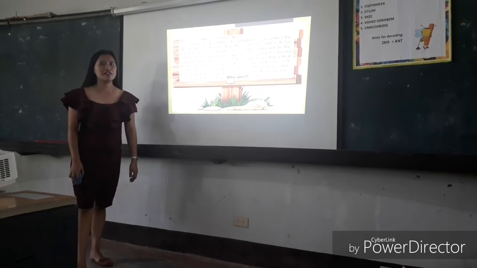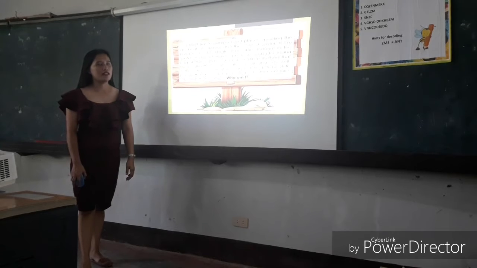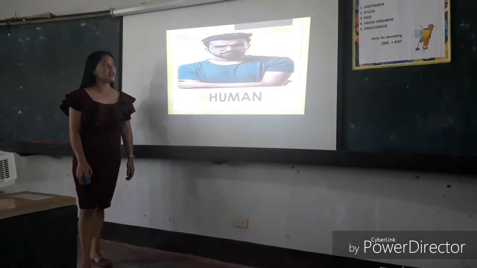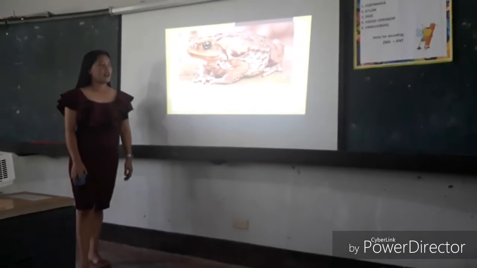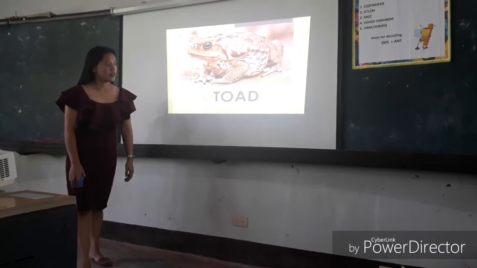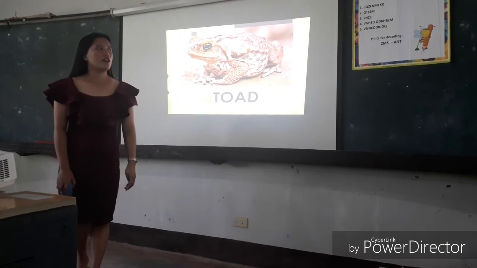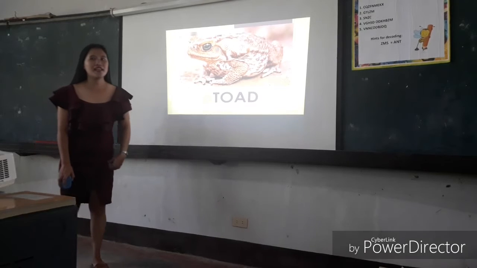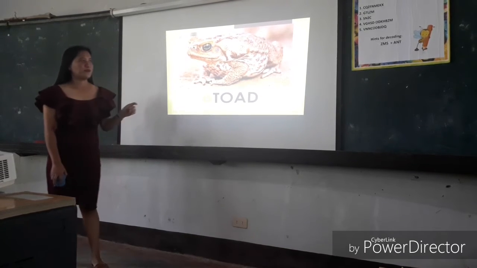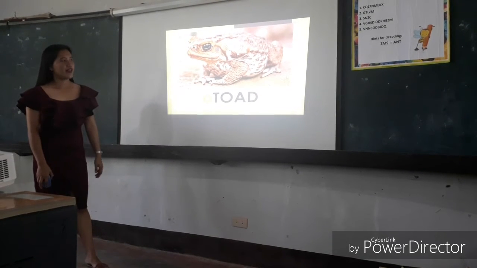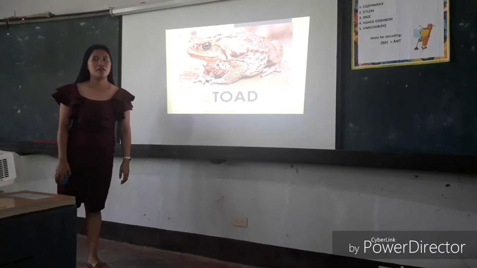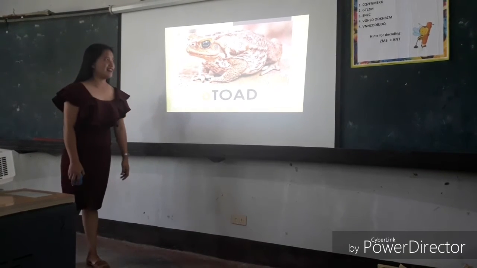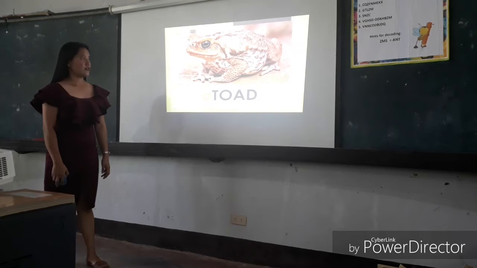What is the riddle all about? The riddle is all about a toad. Who got the correct answer? Group 1 again, so group 1 got 2 points. Now, here is the fourth riddle.